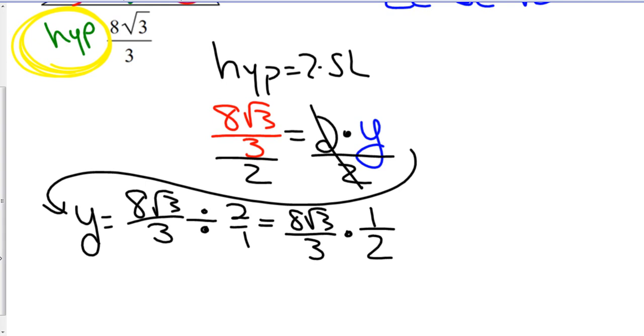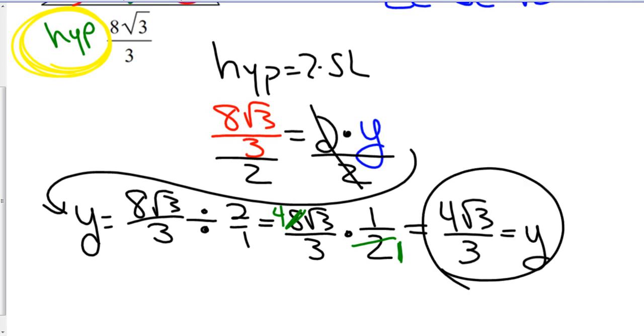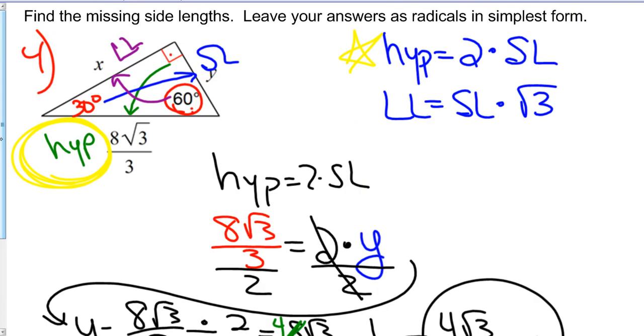Well, now that I have it written like that, I can see that if I have this 2 on the bottom, I'm going to reduce that to a 1, and it will help reduce that 8 on the top. It reduces that to a 4. So my answer for y is 4 radical 3 over 3. That's my short leg. And sometimes it helps to go back up to the problem and actually write down what that short leg is. So instead of writing an SL there and having that y there, I'm going to cross off that y right there. My short leg is 4 radical 3 over 3.